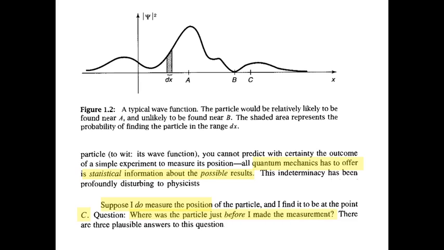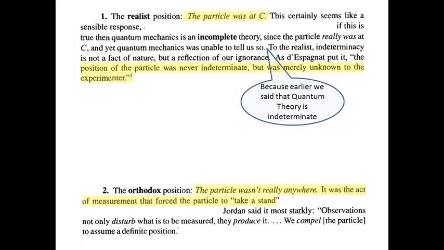Suppose we measure the position of a particle anyhow and find it to be at point C. Okay, the question is very simple. Where is the position? The answer is very simple. The particle is at point C. This is the measurement made by us. Now the question arises, where was the particle before I made the measurement? And there are three answers to this question. These three answers are like three different dimensions, three different aspects.